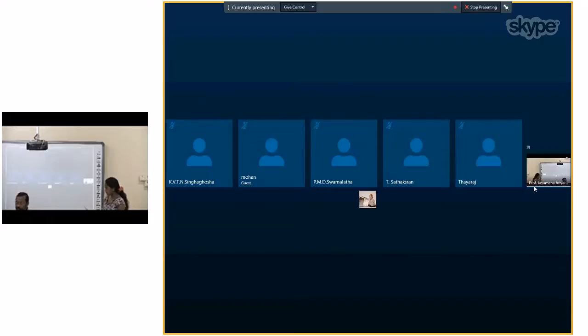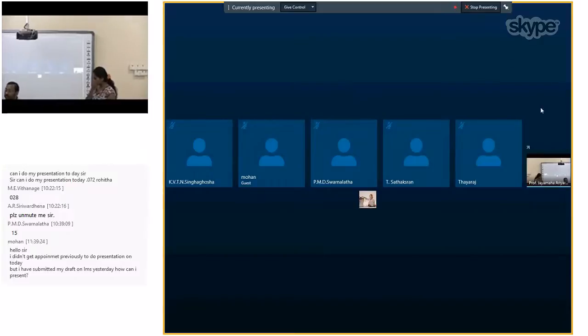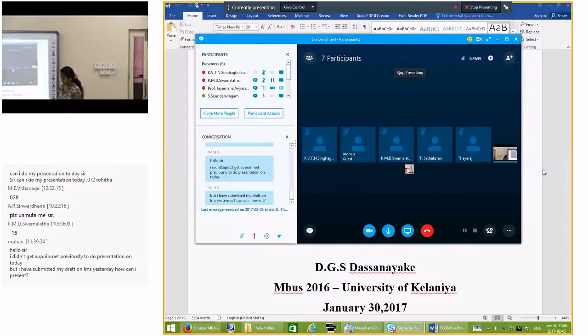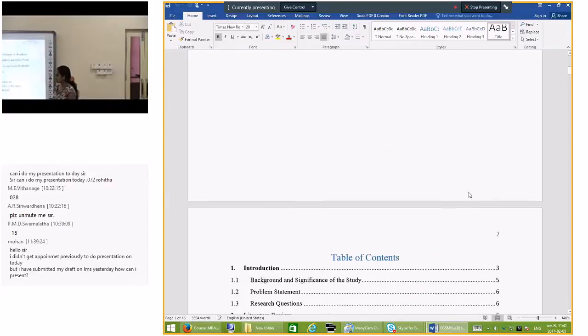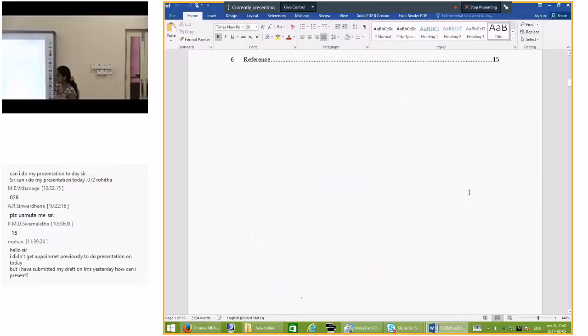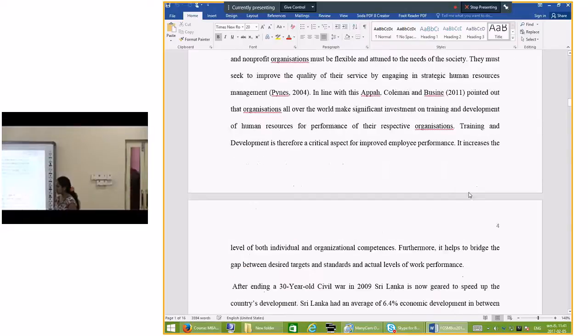So my area of study is in the public sector, because in recent times, the public sector's employee efficiency has been criticized by society. And I have chosen Ceylon Electricity Board for this because it has been in the spotlight recently for many reasons, such as wastage, inefficiency, and corruption.